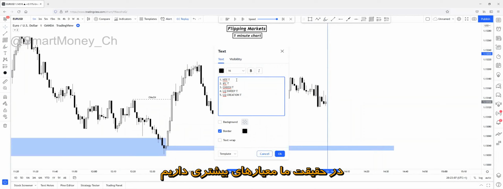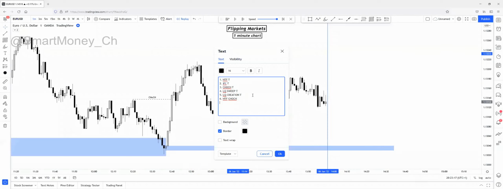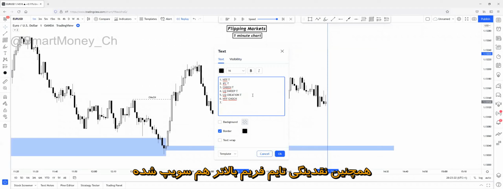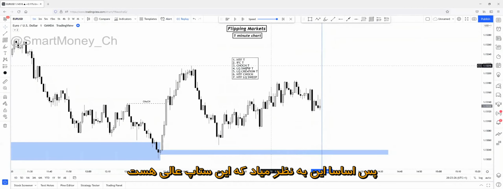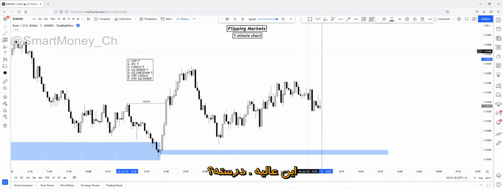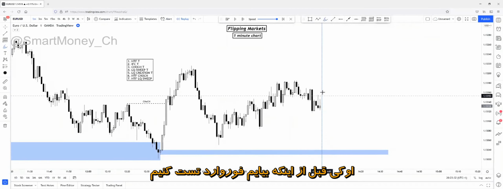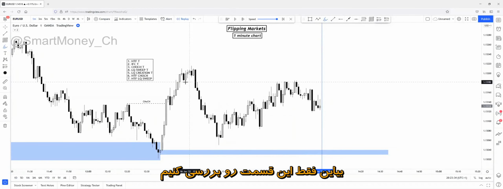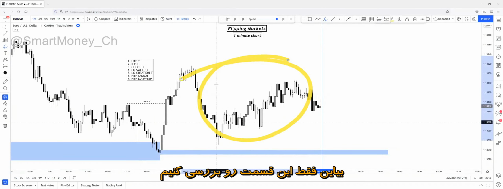And actually we have a few more criteria. I will just write it down here. We had the higher time frame change of character also, and the higher time frame liquidity sweep also. So basically it seems like a perfect setup. We have 7 criteria so far. It's perfect, right? Okay, before we start to forward test price, just monitor this price action.